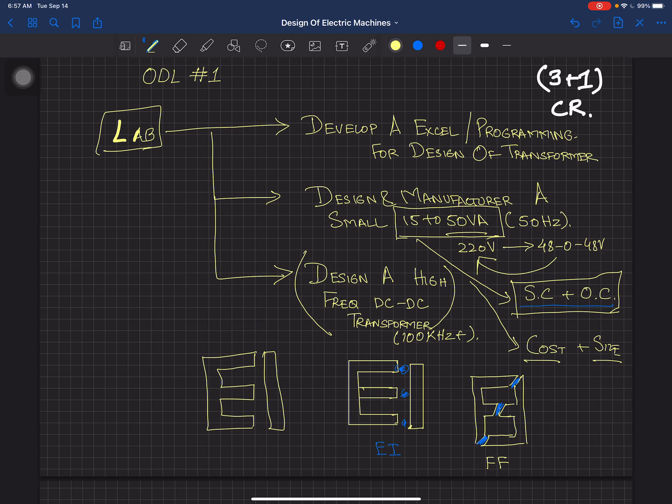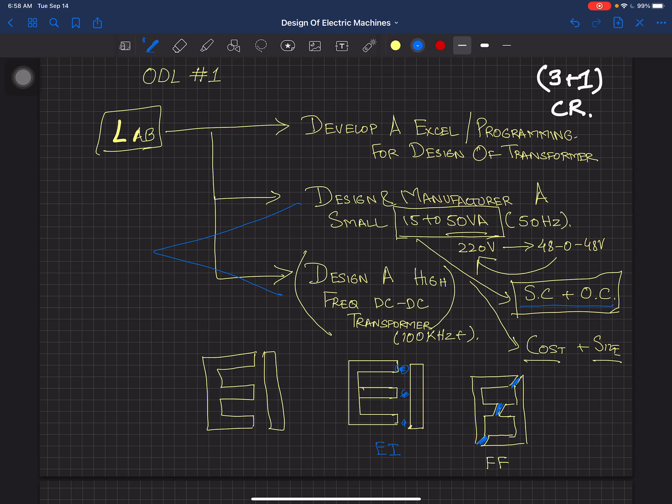But since we are designing transformers, these two examples are going to tell you very decisively how much losses you have inside your transformer for a 50 VA one, or even the small one that is working at 100 kilohertz. So these are the three components of the lab. The lab is not going to be experiment based or lab manual based. It's actually going to be three tasks.